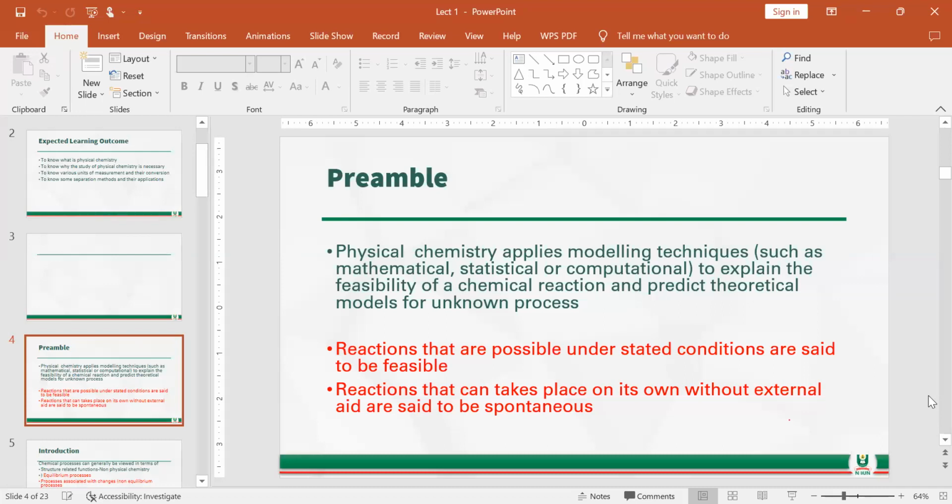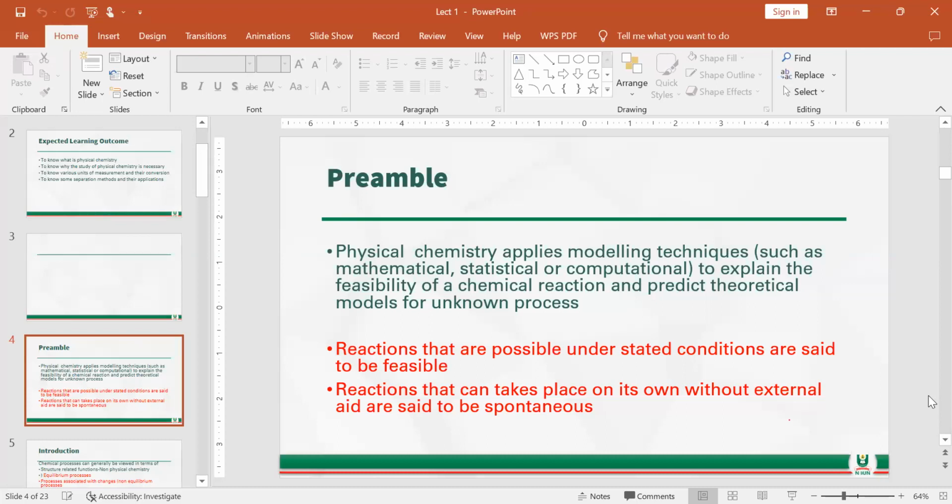Whether you like it or not, it will melt. That is spontaneous. That means it occurs on its own without any external aid. But now, if I put water, water will never turn to an ice block. So that reaction is not spontaneous. It will not occur on its own. But if I put the water in the fridge, it will turn to a block. So it means such a reaction is feasible.